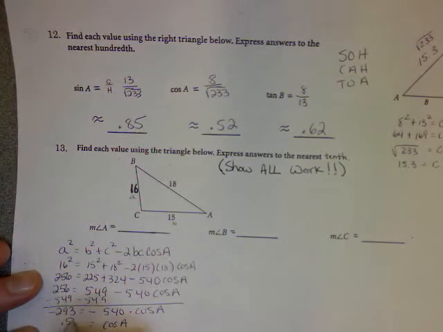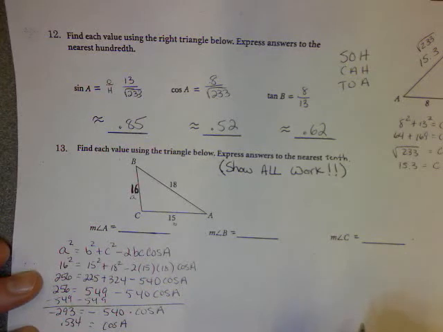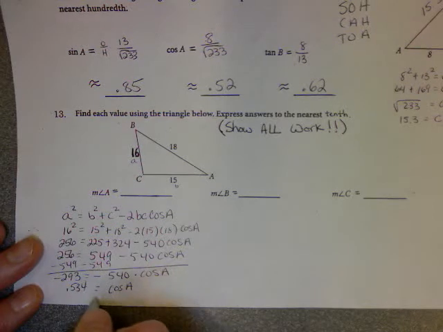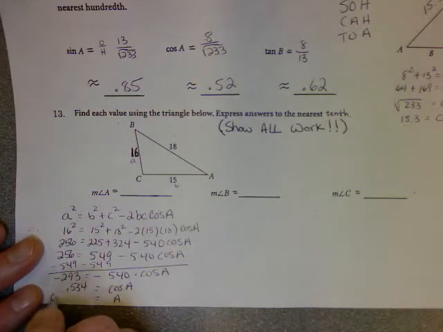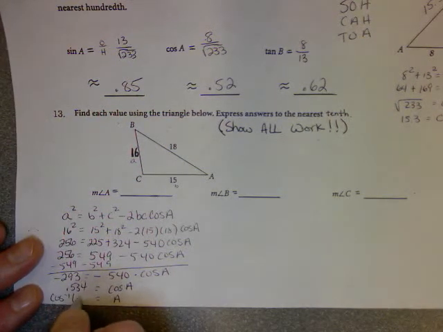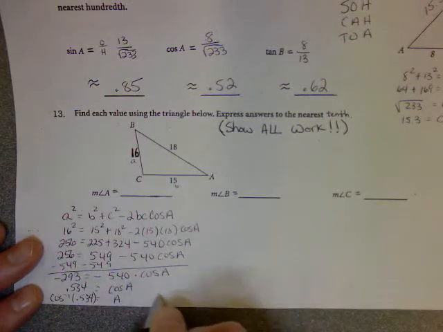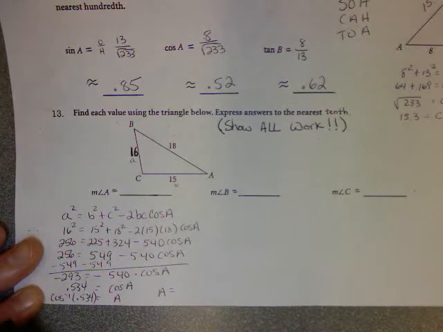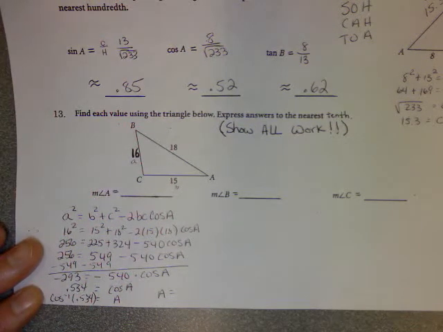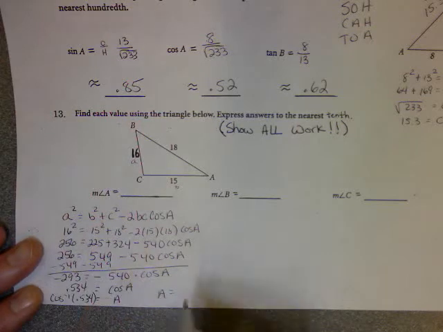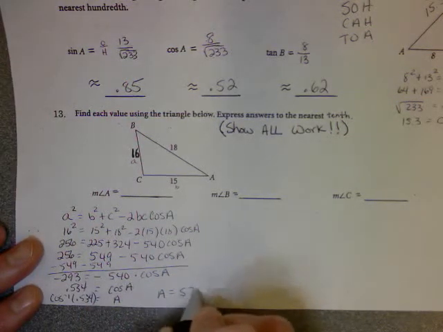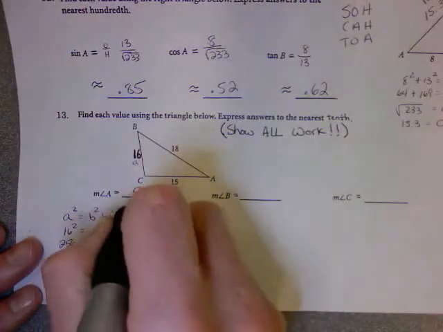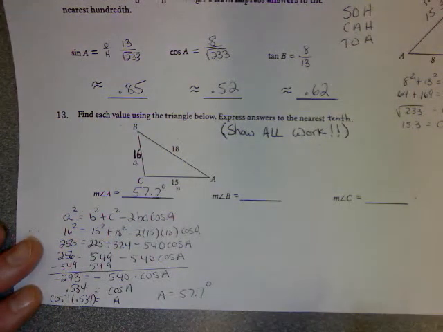which is 0.534. Now that's a rounded number, so I'm not going to take that out of my calculator. But to undo a cosine, I'm going to do the inverse cosine. So A is going to equal the inverse cosine of our answer. And that will be inverse cosine of our answer, 57.7 degrees. Okay.